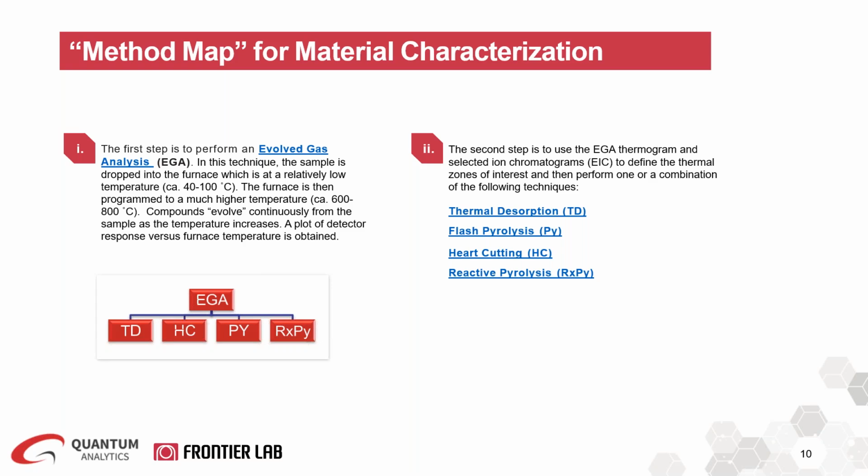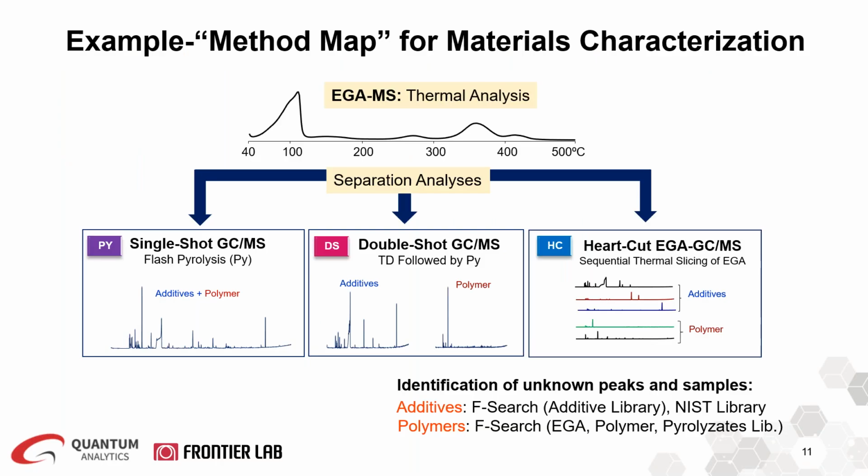It will show if a thermal desorption, double shot, heart cutting, or flash pyrolysis is needed, or maybe even a combination of these techniques is required for you. But again, the key point here is that your evolved gas analysis mode of operation will be the first mode that you need to program your furnace for.